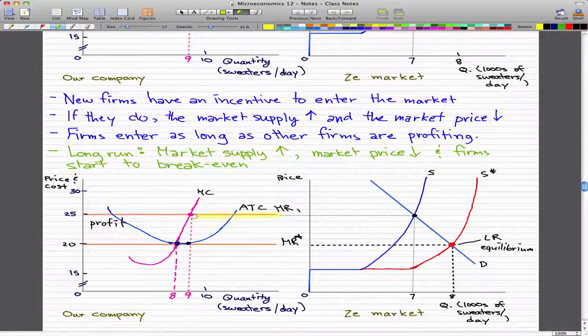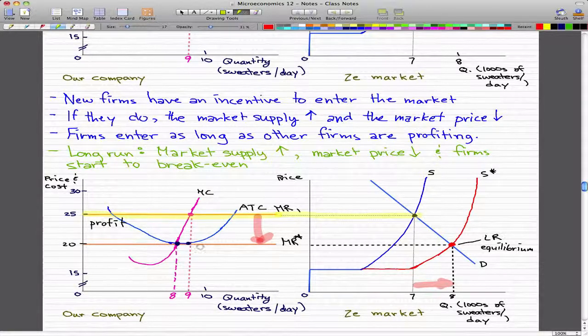So here is pretty much where we were before. This was our equilibrium of supply and demand when new firms weren't entering the market. But once they entered the market, what actually happened is, well, the market price fell. In this extreme case, the market price fell to this level, and the market supply increased. So pretty much we went from 7 to 8. So in this situation, you can see that firms started to break even.